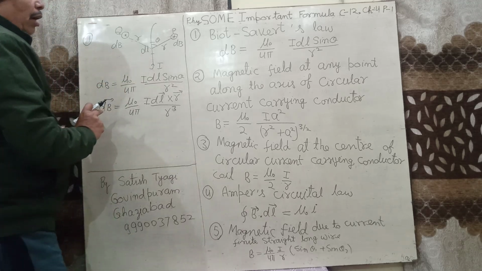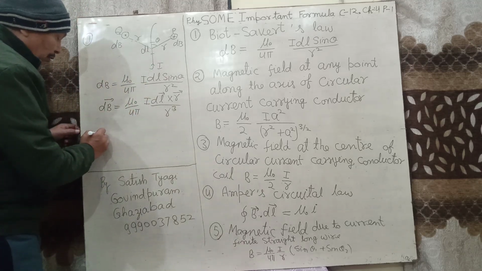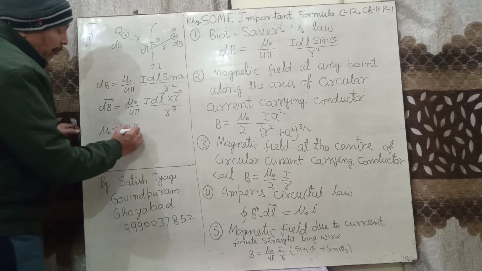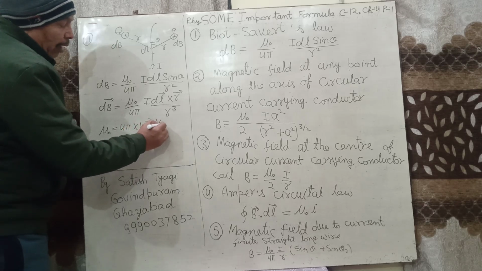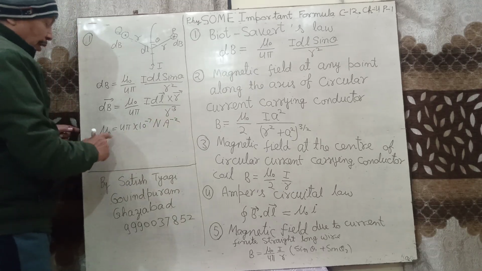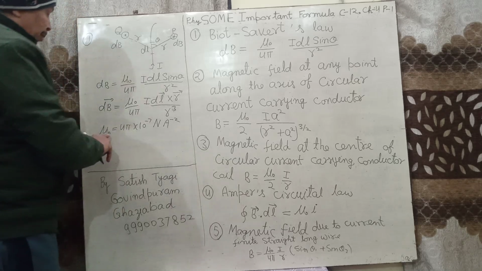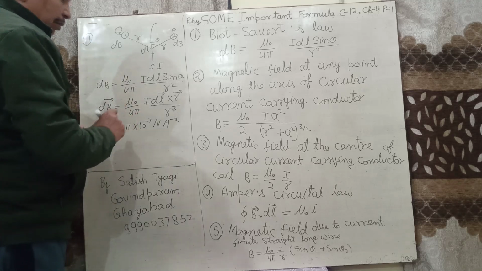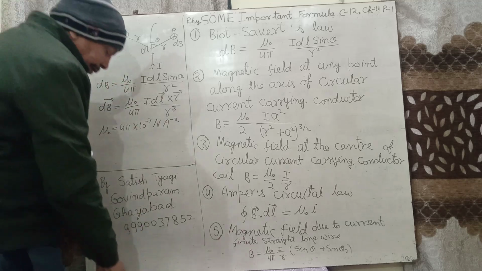Now I tell you the value of mu 0 equals 4 pi into 10 to the power minus 7 Newton per ampere square, the value of mu 0. This is the permeability of the medium.